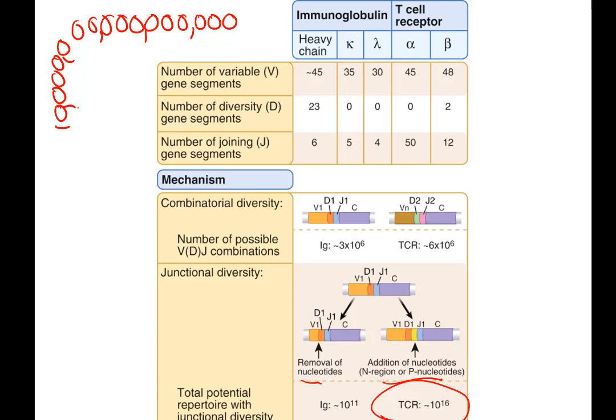Okay? Because of that extra diversity, if we just had this, we'd only have 3 to the 6th, or 6 to the 6th. We need that junctional diversity to create the Brazilians of B cell receptors and T cell receptors, because you need a B cell that will recognize any epitope that you ever run into. Ever. In your whole life. Courtney, are you good? Do you have questions?